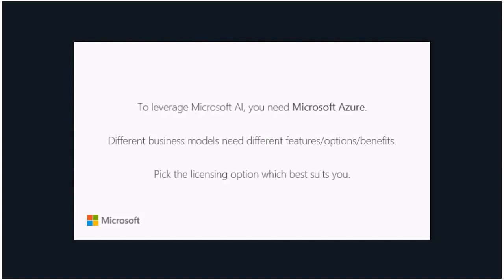So to leverage Microsoft AI, you need Microsoft Azure. And as part of that, there's multiple different business models that match to how you work. You might need different features, options, or benefits depending on how you structure your business. So based on that, what I'm going to try and do is walk you through the basics of, based on your business model, which would be the best route for you? How do you transact? Which licensing model do you use? And what are the different features of each of them that you should be aware of?